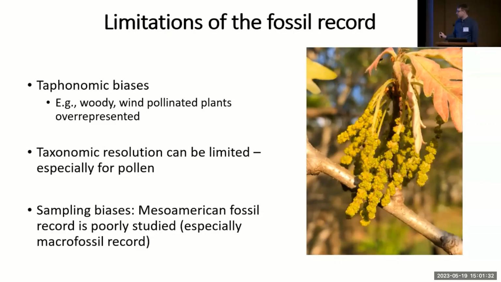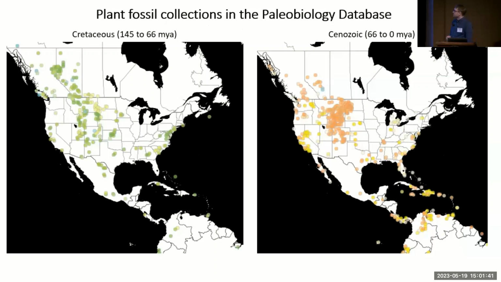And then another thing, which can be remedied, is just sampling biases. The Mesoamerican fossil record is very poorly studied, especially the macrofossil record. These are maps of fossil occurrences from the Paleobiology Database, which is far from a complete database of paleobotany work, but it is telling. You can see in both the Cretaceous and the Cenozoic how there's a lot of fossil collections throughout the US, but very few in Mesoamerica, particularly in the Cenozoic. So a lot of work needs to be done there to understand the evolutionary history of plants in this important region.